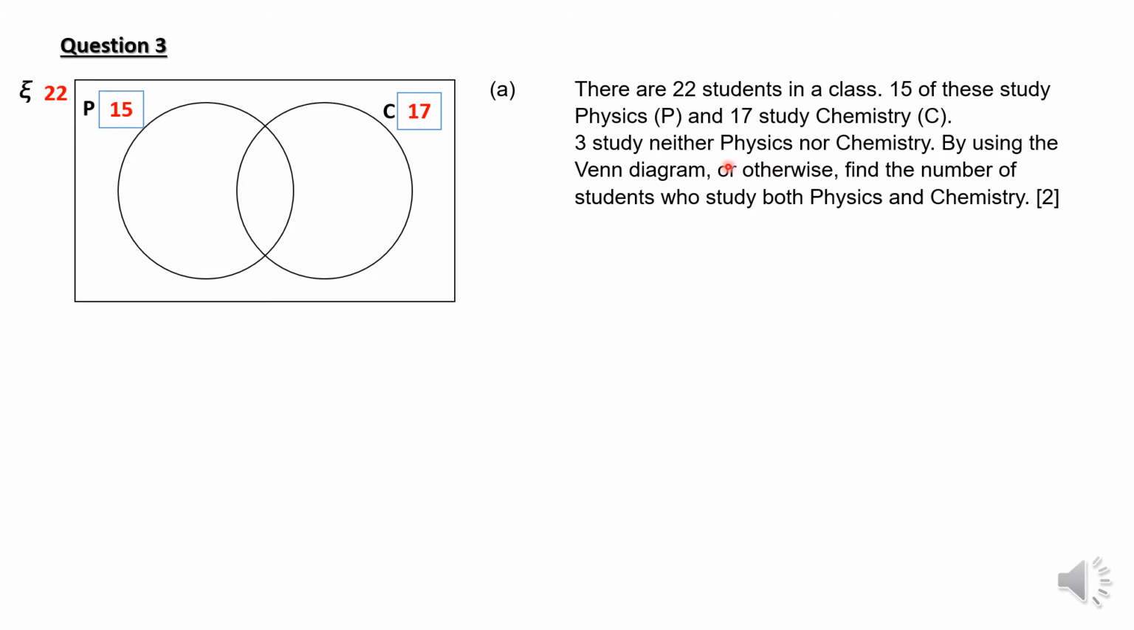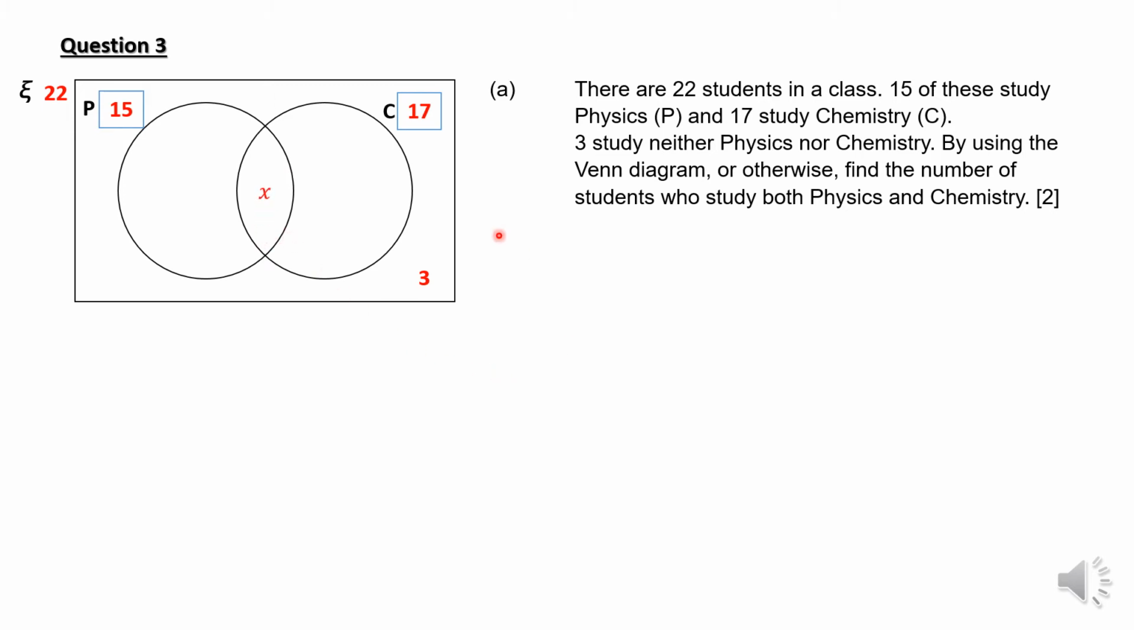And 3 study neither physics nor chemistry, so they will be outside. You put them anywhere in the rectangle there. And now we are supposed to complete this using algebra. So we must find the number of students who study both physics and chemistry. So we're looking for this intersection, this overlapping region here.